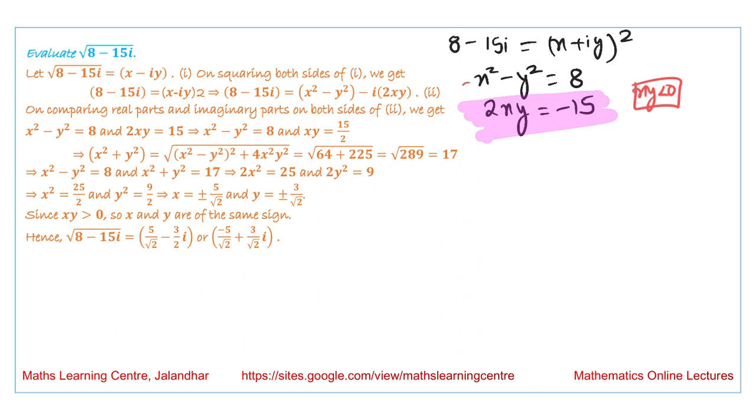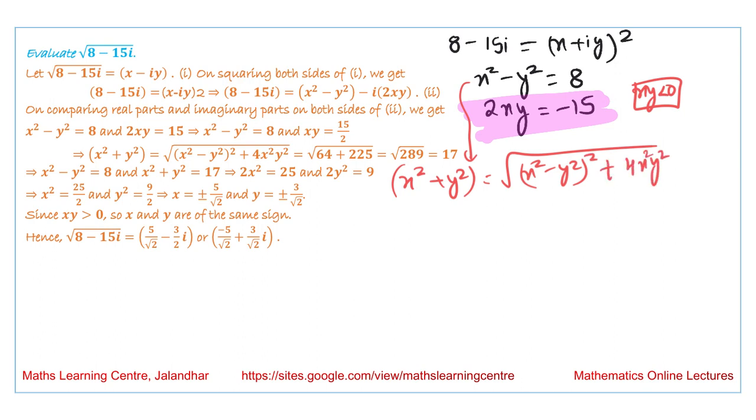Looking at this condition, we will have x² + y² equal to the square root of (x² − y²)² + 4x²y². So the answer we obtain is the square root of 64 + 225, which is the square root of 289, that is equal to 17.